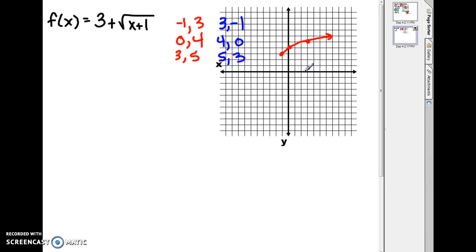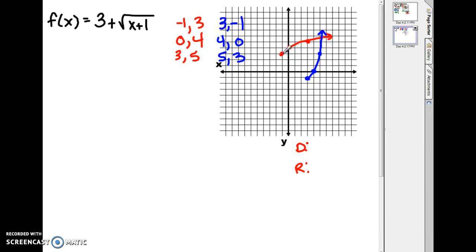So 3, negative 1 will be here now. 4, 0 is 1, 2, 3, 4, 0 is right here. And then 5, 3. So now the graph faces that direction. Okay, so I found the inverse. Now, I find the domain and range. So the domain and range for the red one.